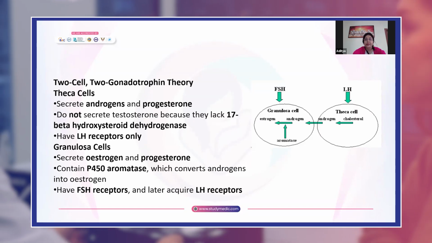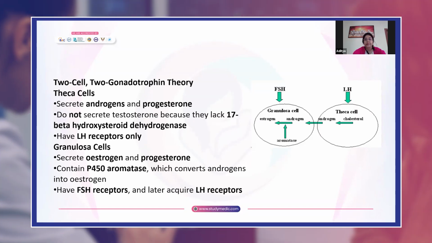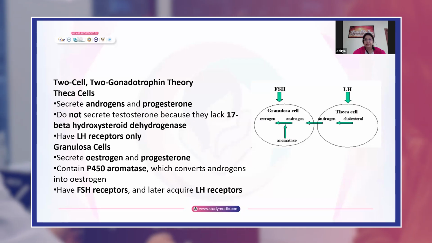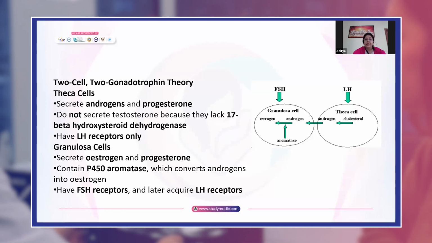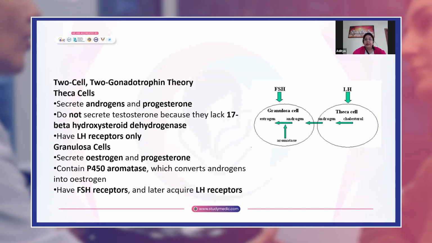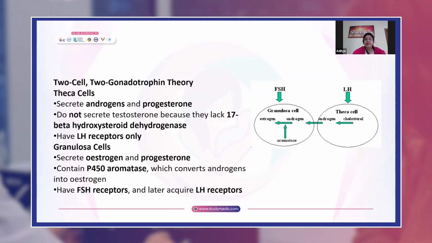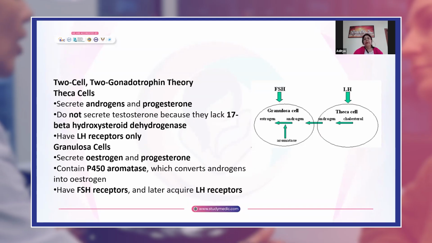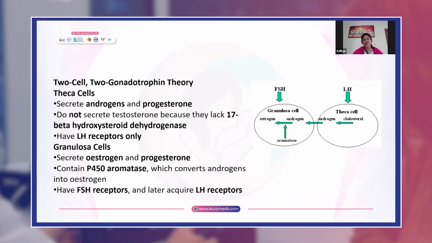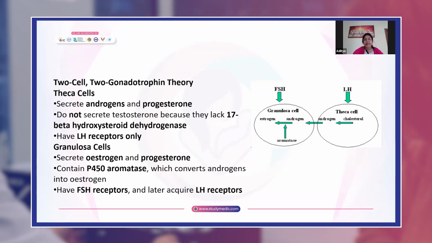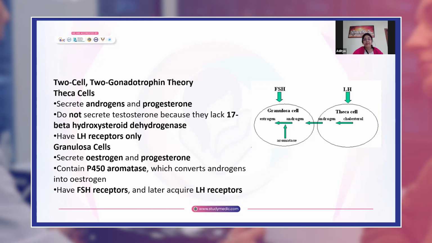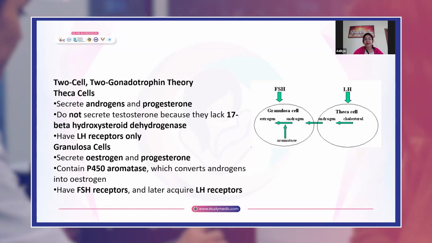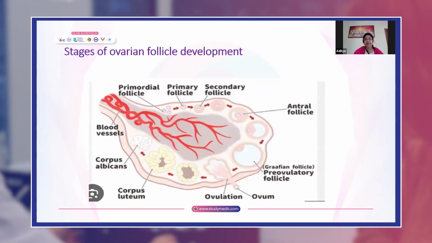While the granulosa cell lies inside the follicle, responds to FSH, and also contains the enzyme aromatase. Under the influence of FSH, the aromatase converts androgen to estrogen. This granulosa cell has an FSH receptor and later acquires an LH receptor.